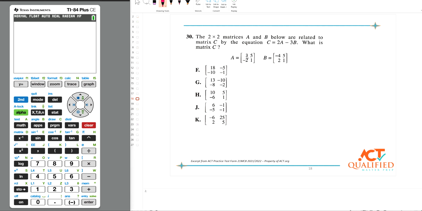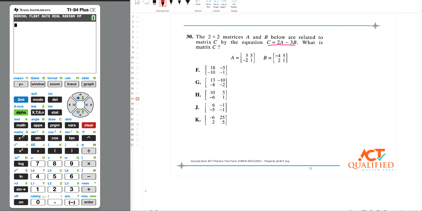So you can see we have a 2-row by 2-column matrix, both consisting of matrix A and matrix B. And what I want you to make note of right away is this equation. So C is equal to 2A minus 3B. This is really saying 2 times matrix A minus 3 times matrix B. So we need to store our matrices first and then complete the equation. So let's go ahead and do that.